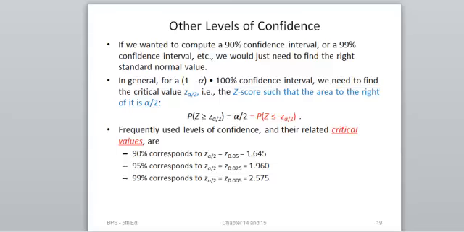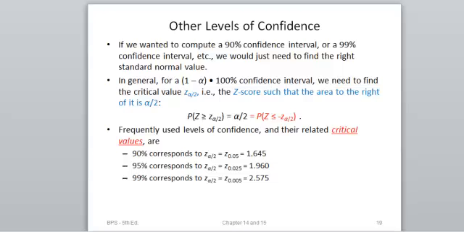So here are the frequently used levels of confidence and their related critical values. The 90% corresponds to z alpha over 2, the critical value being 1.645. For a 95% confidence interval, which we just did, it's 1.96. And for the 99% confidence interval, using your standard normal table, it's 2.575. We're going to learn later that there's a more accurate number for that. But for right now, this would be the best that we could do.